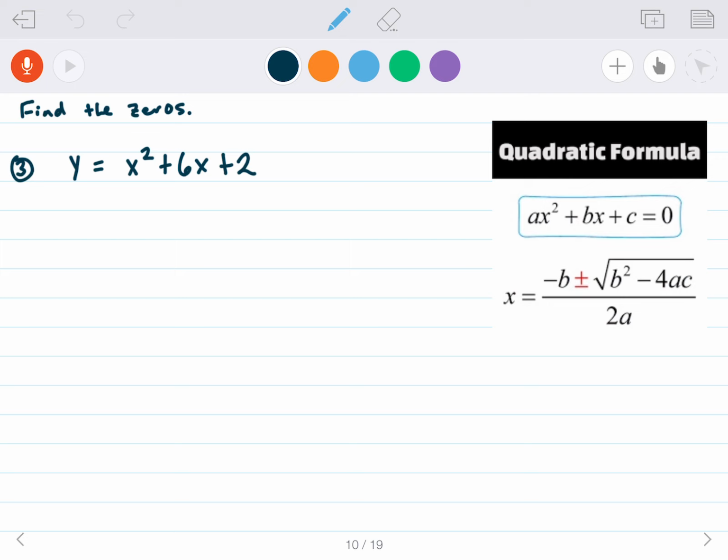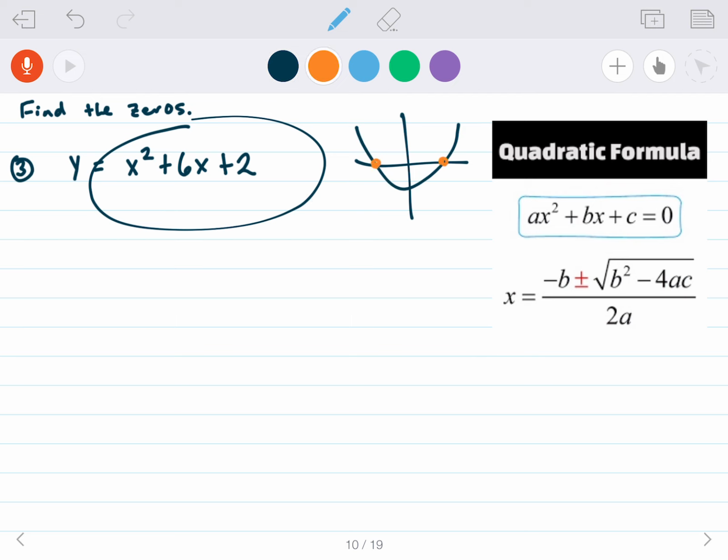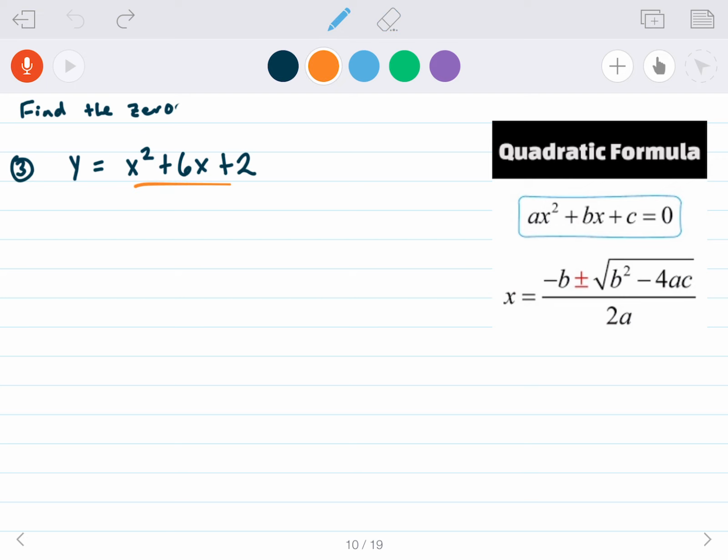So I encourage you to pause the video, see if you can do this one yourself. So again, guys, what we're trying to do is find the zeros with the quadratic formula. We're trying to figure out where this thing crosses the x-axis. Okay, that's what finding the zeros is about. So let's go ahead and figure out what a, b, and c are in this. So here we can see our coefficient of x squared is 1, so that's a. The number in front of x is 6, so that's b. And c is going to be 2.